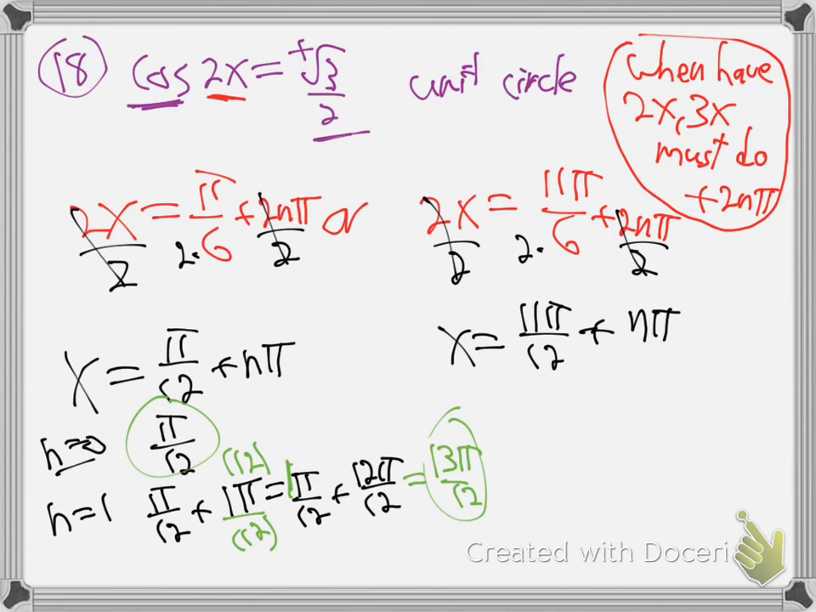Now, if you do n equals 2, you're going to get pi over 12 plus 2 pi, and that's more than 2 pi. So skip it.